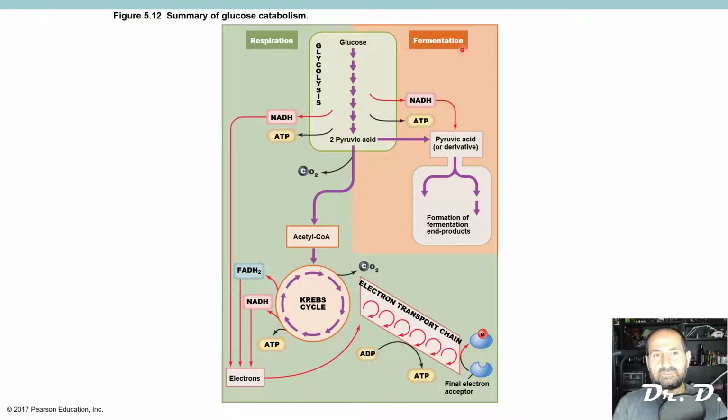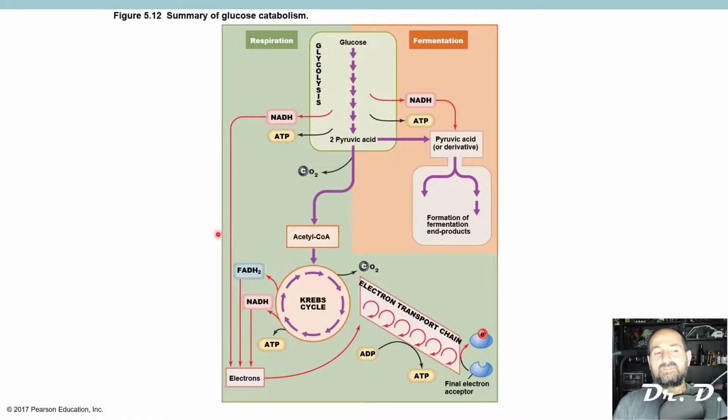Fermentation, on the other hand, does not involve the latter phases. It only involves glycolysis. Did you guys follow that? So fermentation only involves glycolysis. So fermentation only yields 2 ATP, whereas respiration involves glycolysis, oxidation of pyruvate, Krebs cycle, and the electron transport chain. So you're going to get a lot more than 2 ATP.